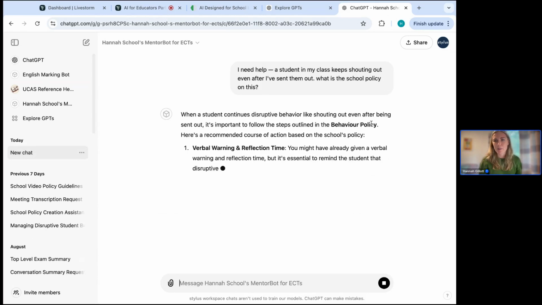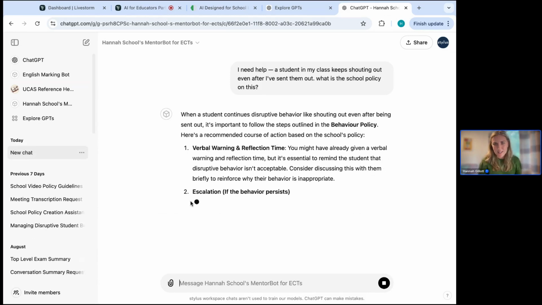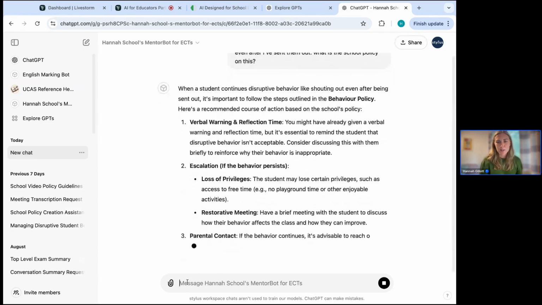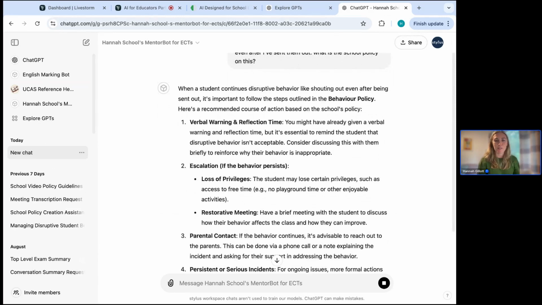And there it is, flagging my behaviour policy and suggesting what happens next. If I was then sitting planning a lesson at home and I found a really good video that I want to use, and I'm thinking, can I put this in? What was the policy on that? Rather than have to go back and find where the teaching and learning policy is saved, I can just say, what's the policy on using videos in lessons?